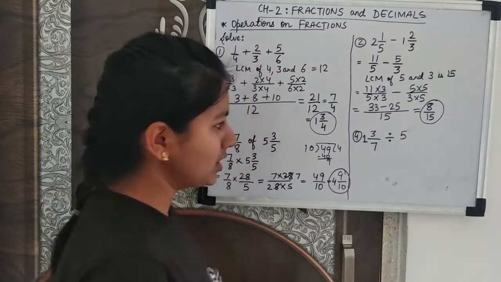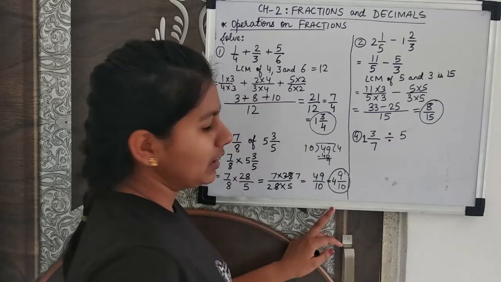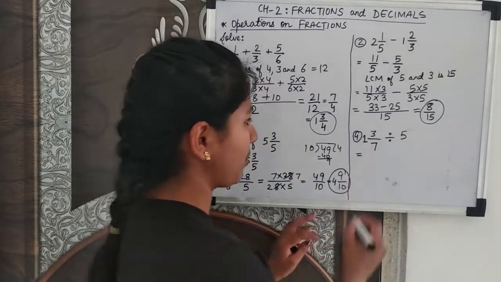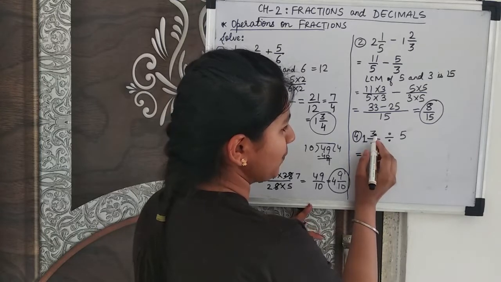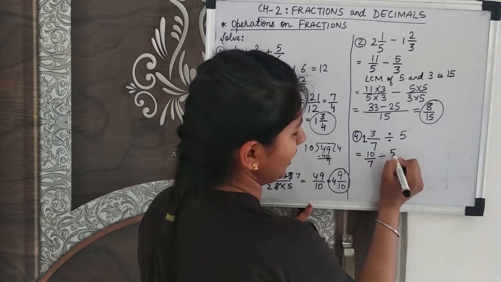Now coming to division. In division again we can see that this is a mixed fraction, so first we will convert it into an improper fraction. 7 1s are 7 plus 3, 10 upon 7 divided by 5.